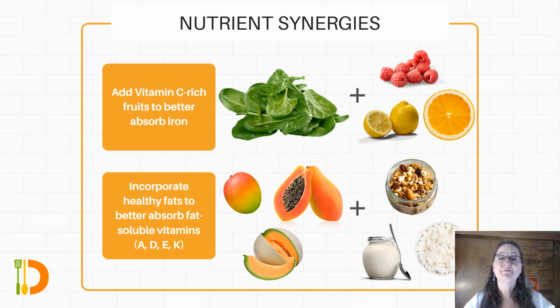Certain fruits such as mango, watermelon, papaya, cantaloupe, and kiwi, to name a few, contain some fat-soluble vitamins. Pair these with some fat to improve the absorption of those vitamins. Nice pairings include yogurt, make sure it's non-fat, nuts or seeds, granola, and maybe ricotta cheese.